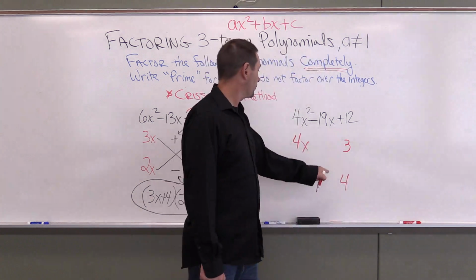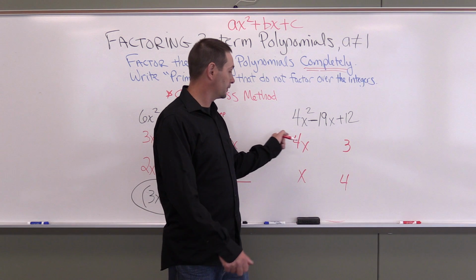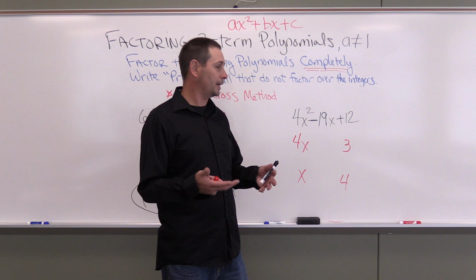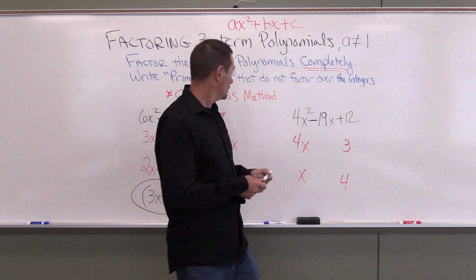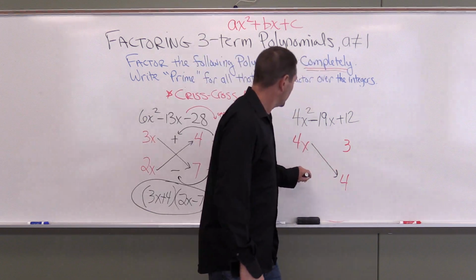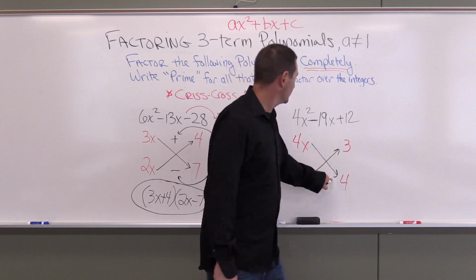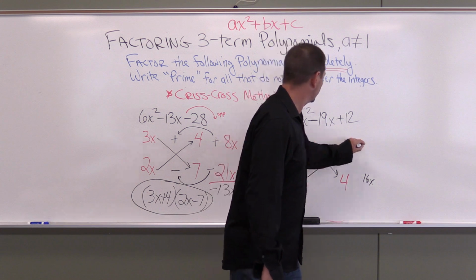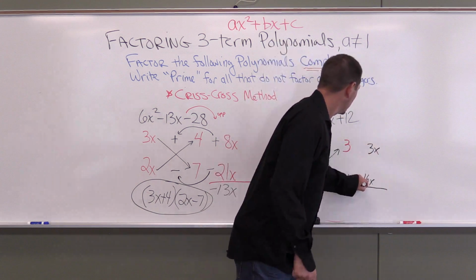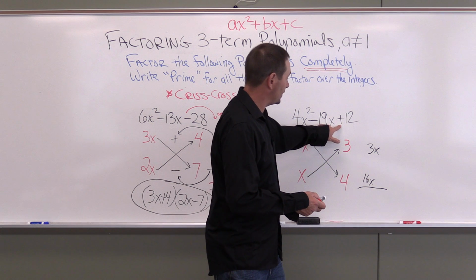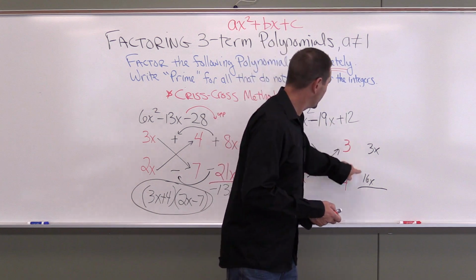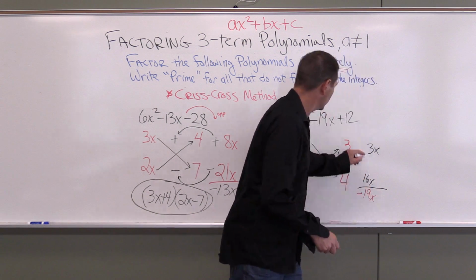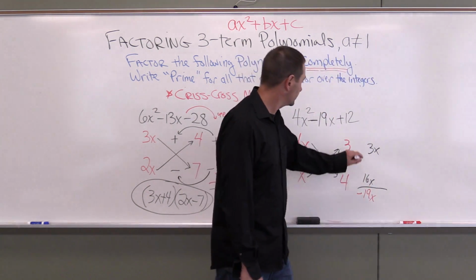I'm going to go with 3 and 4. I can't put the 4 up there because of a common GCF. Crisscross them. So if you're worried about, man, I just can't figure out what signs to use, no biggie. It'll tell you. Crisscross them. 4x times 4 is 16x. X times 3 is 3x. What signs that are the same sign, when you plug them in here, is going to give you B down here, which is a negative 19x. To combine these to get a negative 19x.